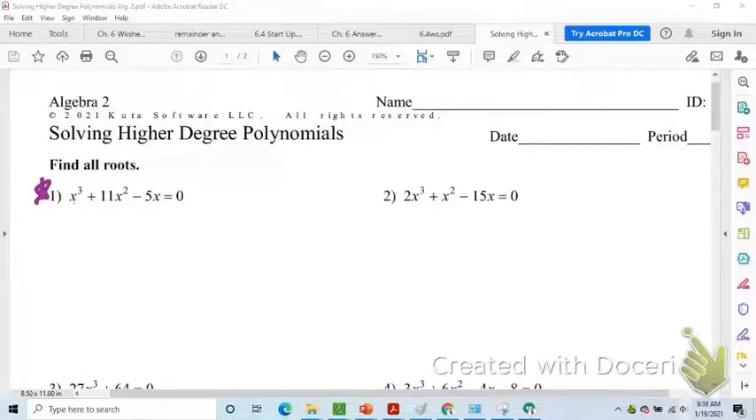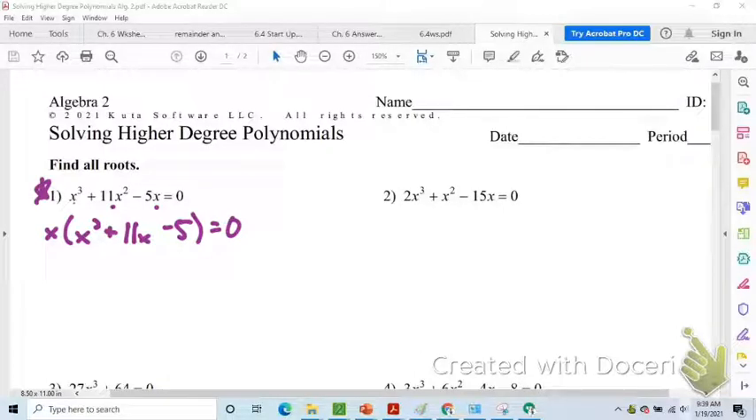And we notice that they all have an x in common. So the first thing I'm going to do is take out an x. You're left with x squared plus 11x minus 5, and that's all equal to 0. Now, you could try and factor this, but it's not going to work, unfortunately.